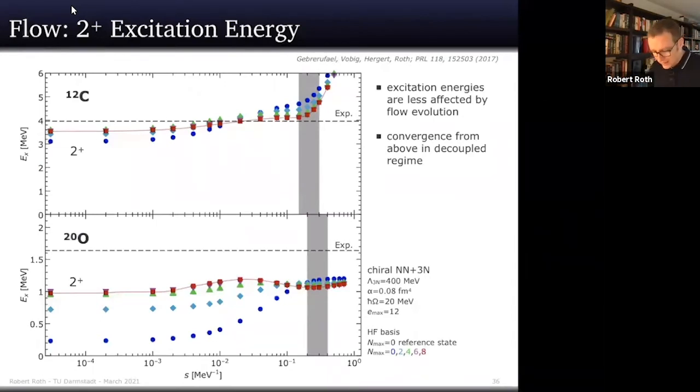And you see that essentially from the beginning, from very, very early on in the flow, these excitation energies are rather stable. Not too much happens, but something happens. And you see that in this regime, before the problem starts with induced many-body terms, you have a nice and stable result, which happens to be in very good agreement with experiment, which is this dashed line here.